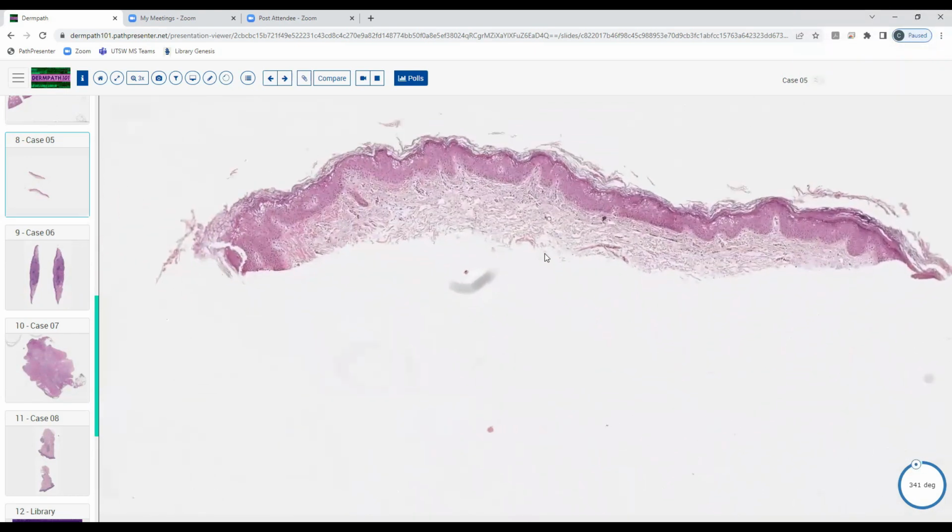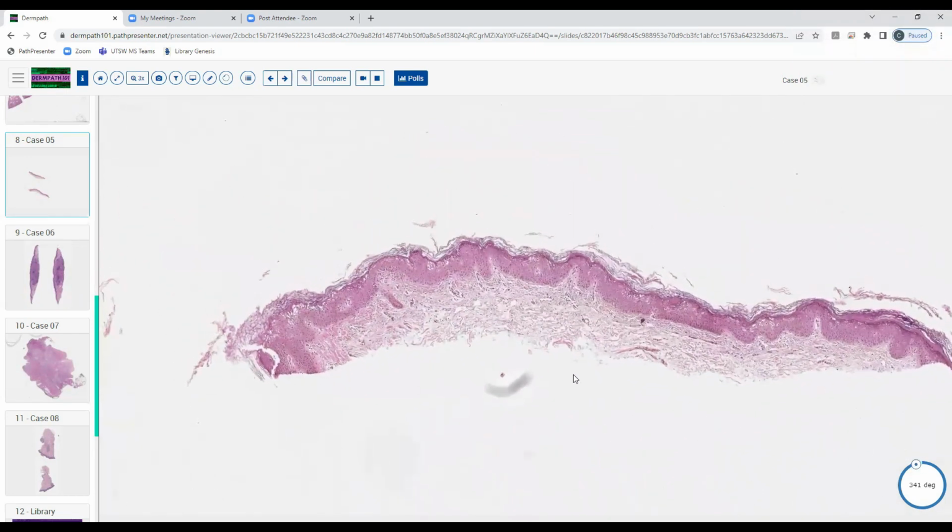Good morning, Dr. Cockerell. My name is Ellie. I'll be doing this one. Okay. So we have a shave biopsy. It looks to me like this would be more of an inflammatory process. There's just a little bit of superficial perivascular infiltration.